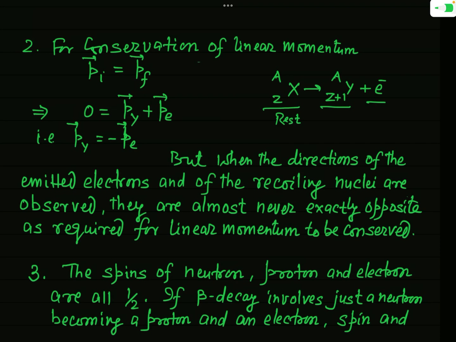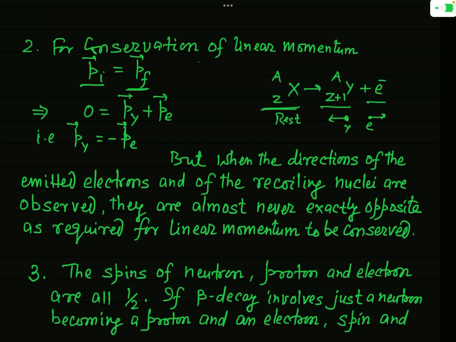and when this decay process takes place, the daughter nucleus will recoil. This is the daughter nucleus Y, and this electron will move with some velocity. This is your electron. So according to the principle of conservation of linear momentum, if the linear momentum remains conserved, then the initial linear momentum must be equal to the final linear momentum. Initial means before the decay process, the total linear momentum of the system, and after decay, the total linear momentum of the system. So Pi must be equal to Pf.